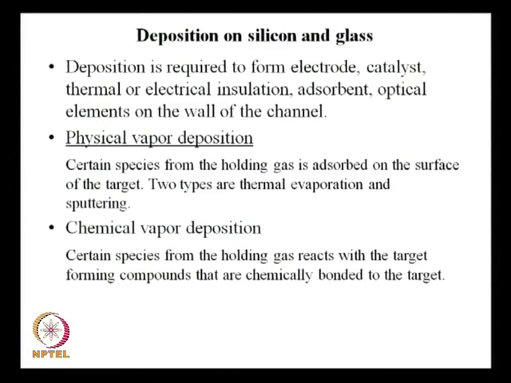In physical vapor deposition, certain species from the holding gas is adsorbed on the surface of the target. There are 2 types of physical vapor deposition possible. One goes by the name thermal evaporation and the other goes by the name sputtering. I will discuss what thermal evaporation and sputtering are in the next class.